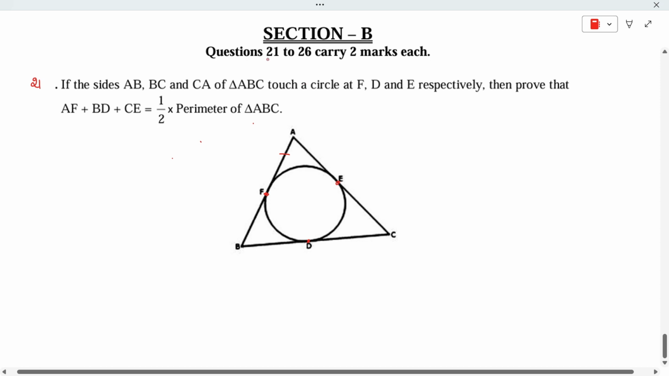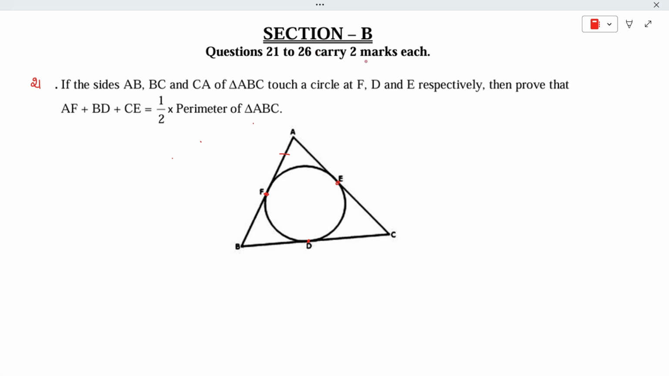So here, question 21 to 26 I need to answer, which carries 2 marks. 21. So they said if the sides AB, BC and CA of a triangle touches a circle FDE, okay, which means BC is a tangent which touches at the point of contact D. Okay, so what is given? Given are the 3 sides. So AB, BC and CA are the sides of a triangle, okay, which touches a circle at point of contact DEF. So I can say BC is a tangent, CA is a tangent, AB is a tangent.